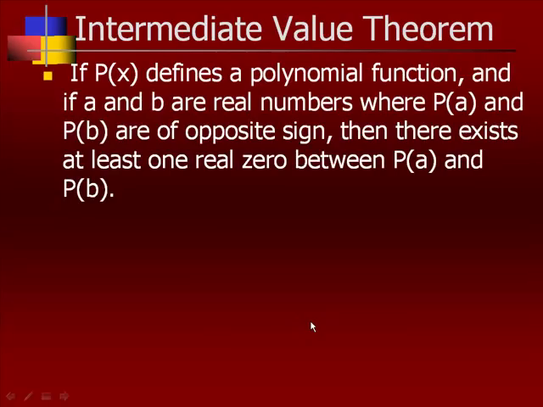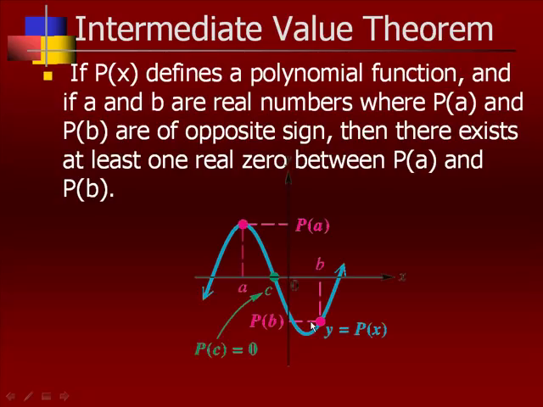Now, version 2 says, if p of x defines a polynomial function, and if a and b are real numbers where p of a and p of b are of opposite sign, then there exists at least one real zero between a and b. And what that one says is, if you have your same, here's p of a and here is p of b, if p of a is positive and p of b is negative, then there is at least one real zero between a and b.